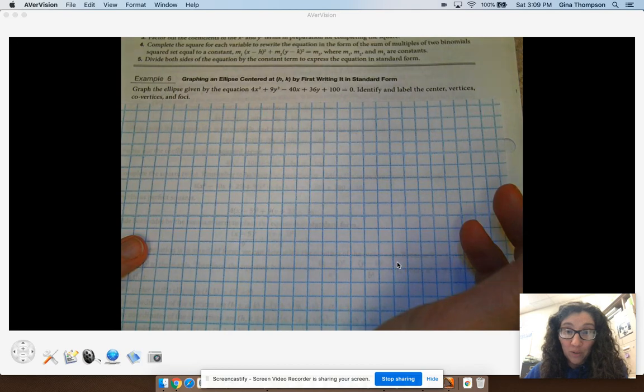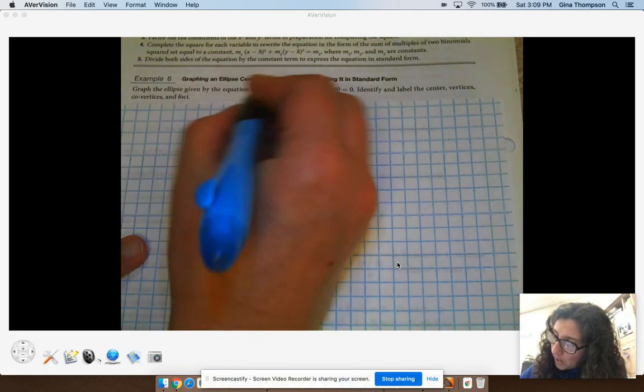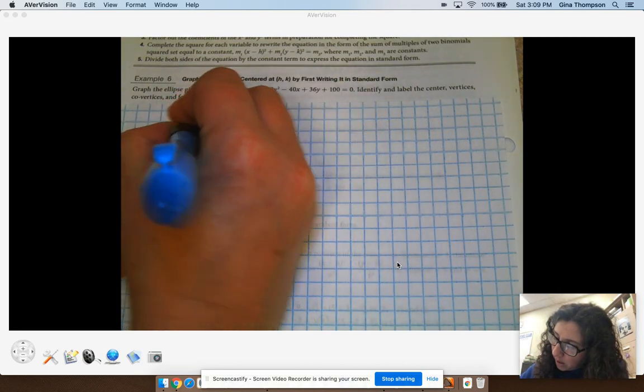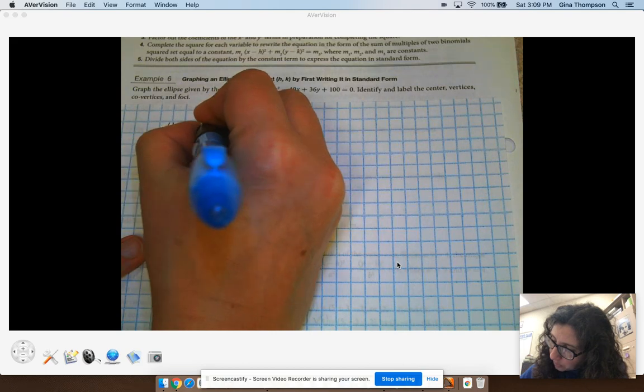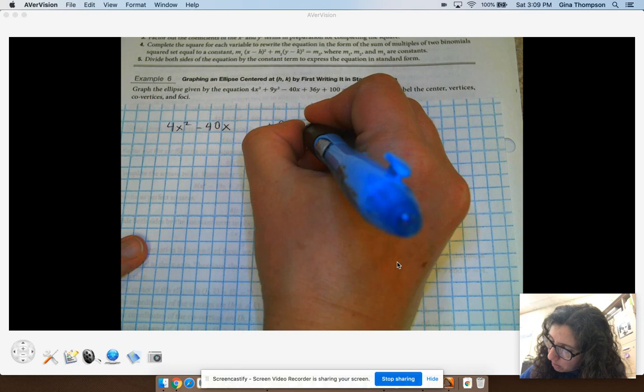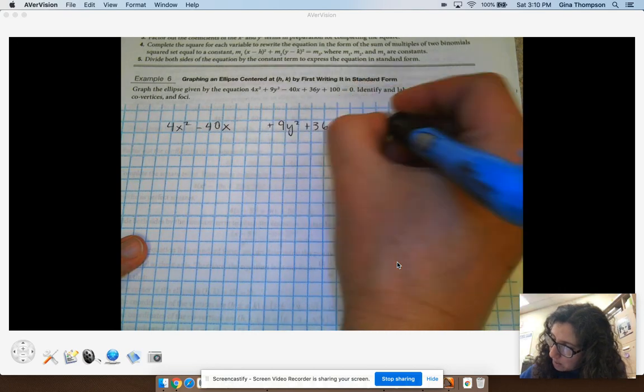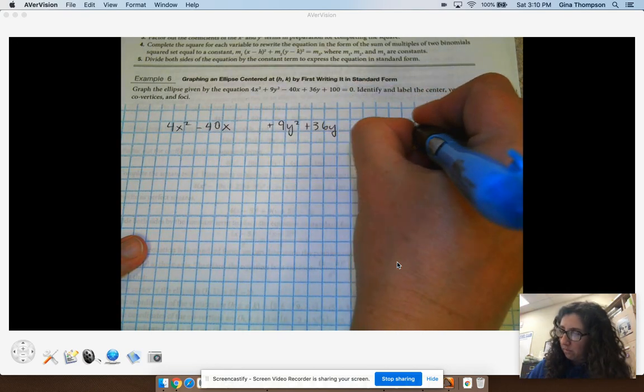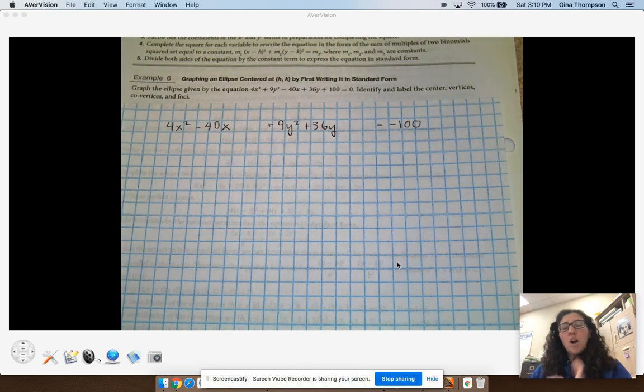We did just like we did for circles. We're going to clump all the x terms together and clump all the y terms together and move the constant to the other side.